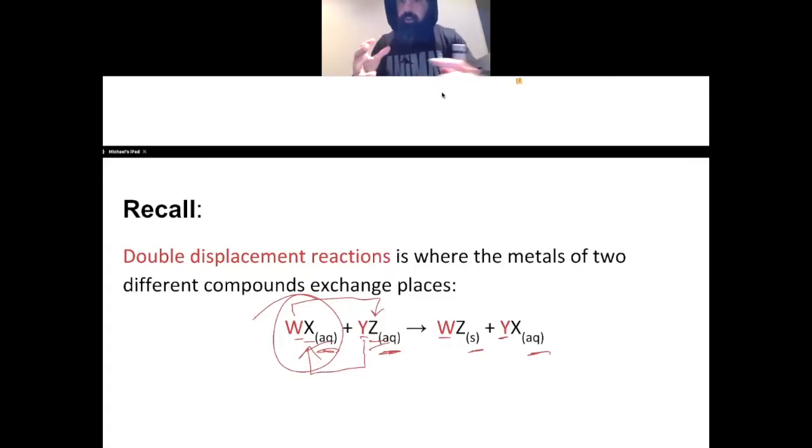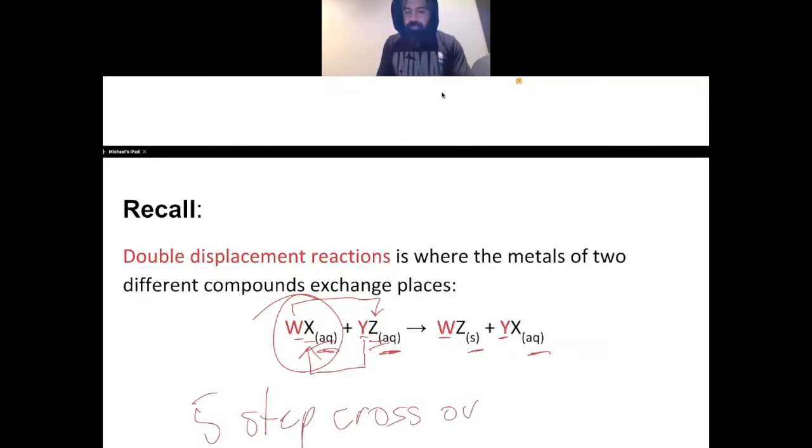And understand that when you're putting these together, you use the 5-step crossover rule that I talked about earlier on when we were doing nomenclature, the 5-step crossover rule for putting together ionic compounds. And remember, even the polyatomics apply for all of these.